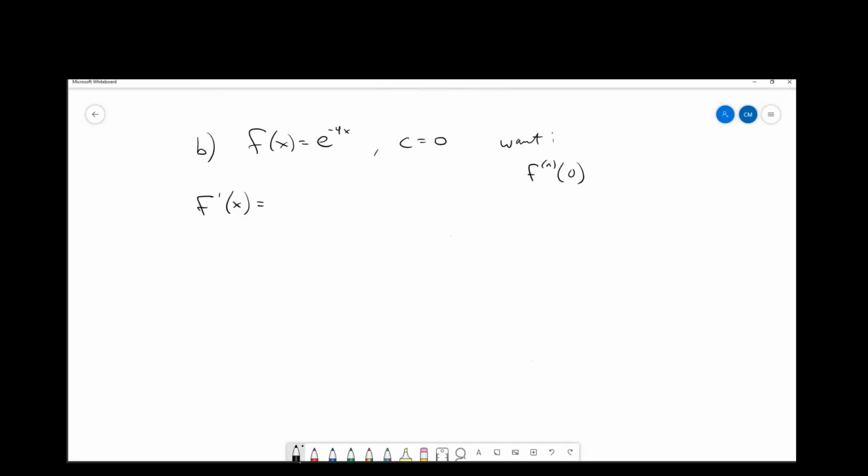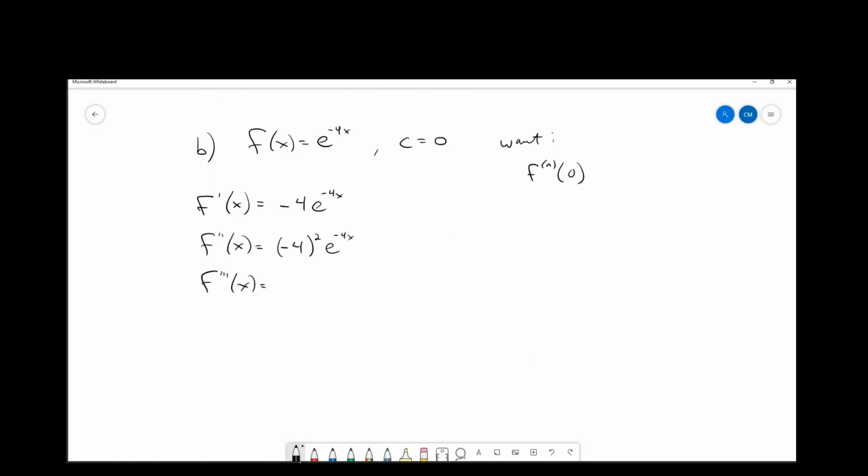So this function is pretty easy to differentiate, right? Just −4e^(−4x). And every time I take another derivative, second derivative, I'm going to have another −4 on there because of the chain rule, right? So (−4)². Notice I'm on the second derivative, and then the third derivative.